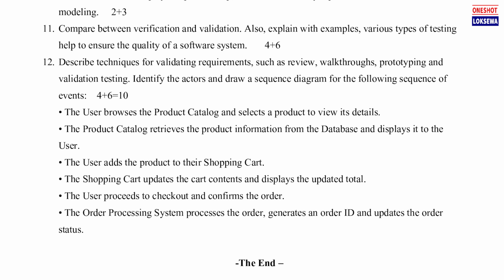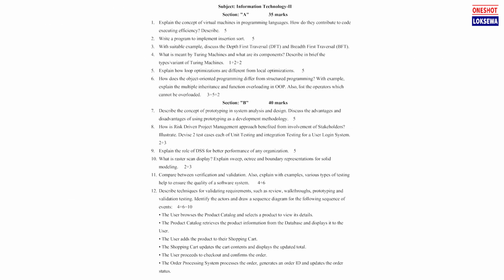Four: the shopping cart updates the cart contents and displays the updated total. Five: the user proceeds to checkout and confirms the order. Six: the order processing system processes the order, generates an order ID and updates the order status. The end. This is all the subjective questions of 70 marks.